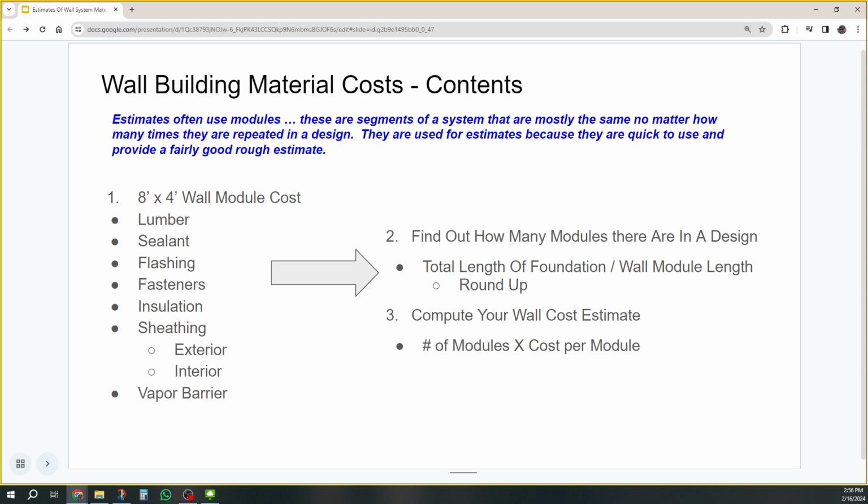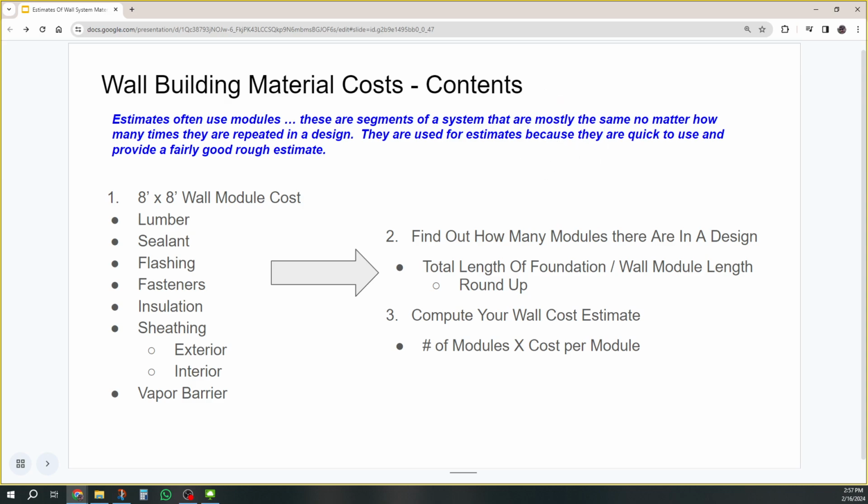And a real typical wall module is 8 foot tall, and it's actually 8 foot by 8 foot. 8 foot tall and 8 foot wide, because that will easily accommodate common types of sheathing, both the interior and the exterior. And it's a real common length for being able to evenly place studs and things like that. So we use them to estimate because it's really quick.